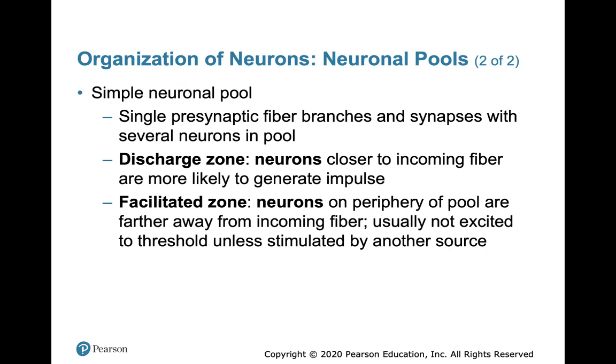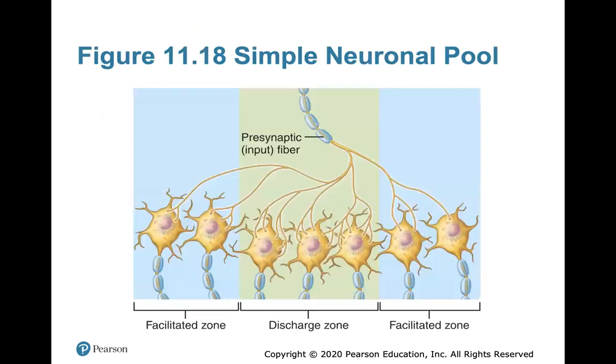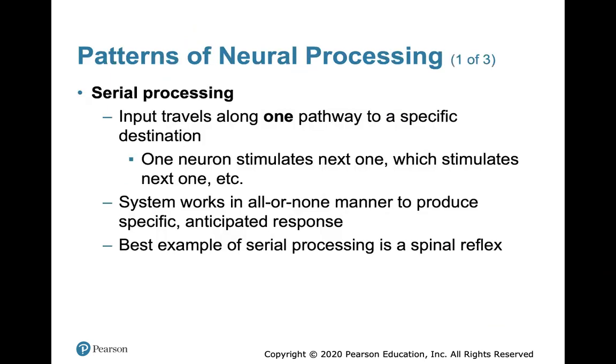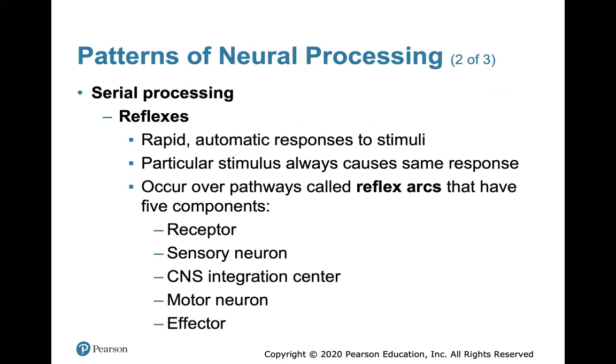Again, I do not ask you that many questions about this. Here's a simple neuronal pool. I don't ask you too many questions about that. Serial processing involves the input traveling along one pathway to a specific destination.